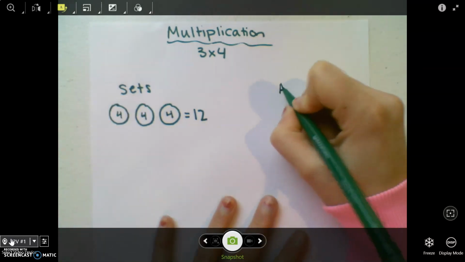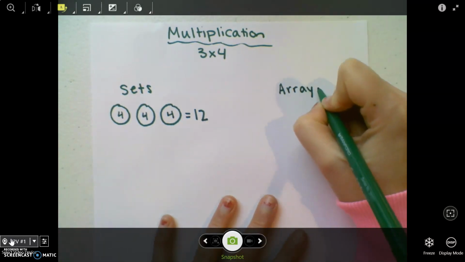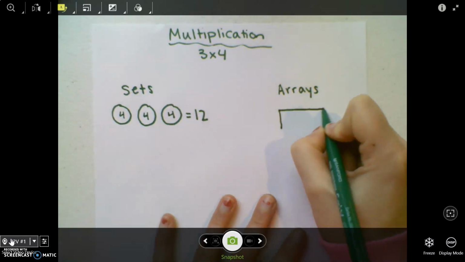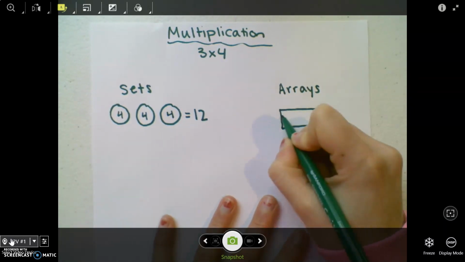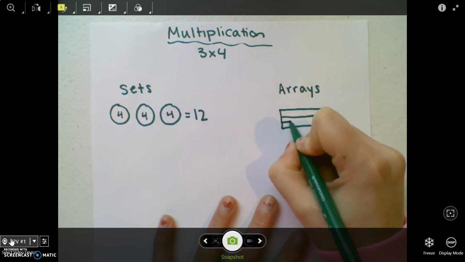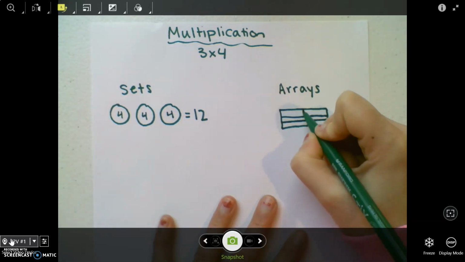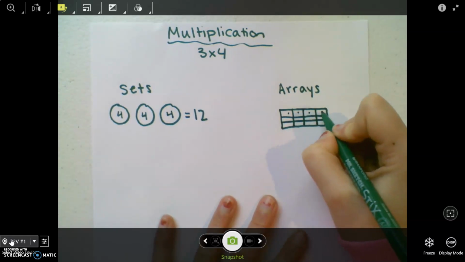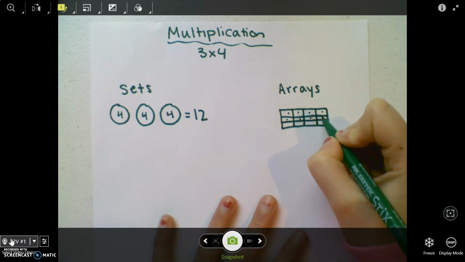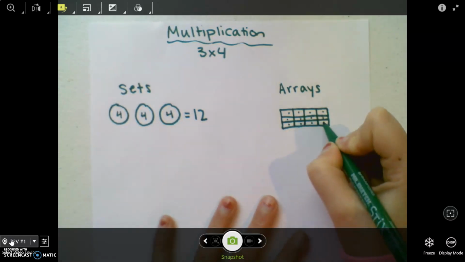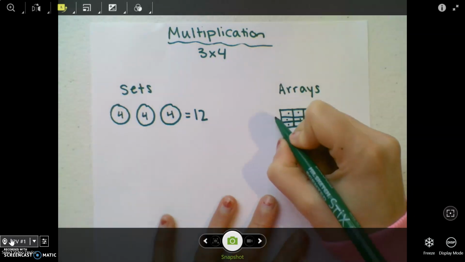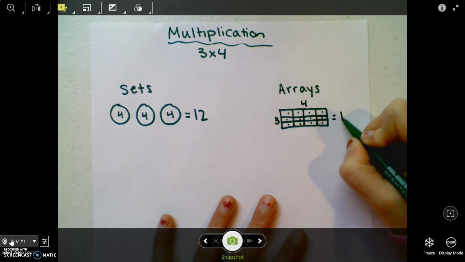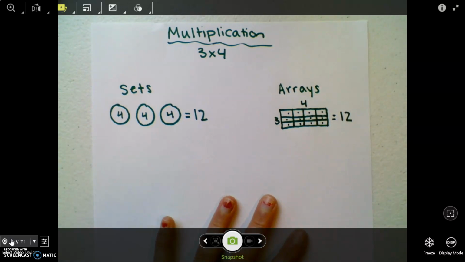The next strategy that we talked about were arrays. So here I have 3 groups with 4 in each group. So I have 1, 2, 3, 4, 1, 2, 3, 4, 1, 2, 3, 4. So I have 3 groups with 4 in each of them. So that gives me 12 total.